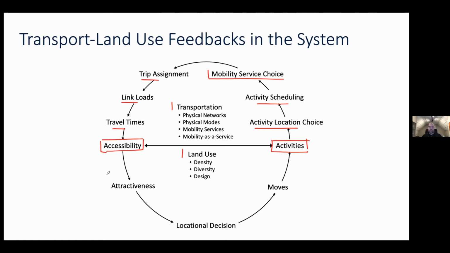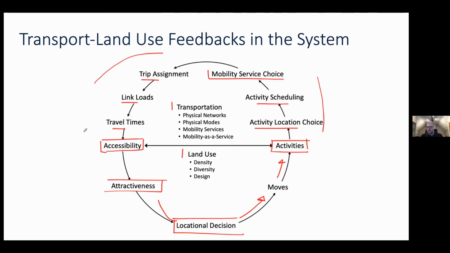But for now, I just have placeholders as accessibility influences the attractiveness of land, which influences the locational decisions of households, of businesses who might move to those locations and provide activities to be engaged in, which then completes back onto the household individual side of how trips occur.